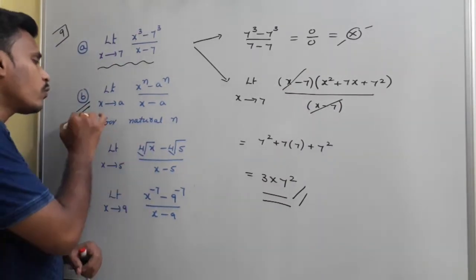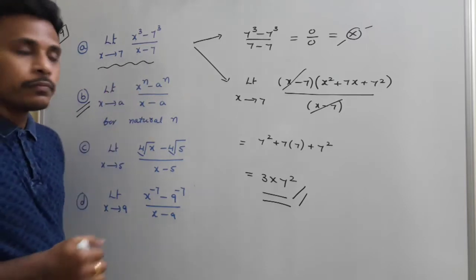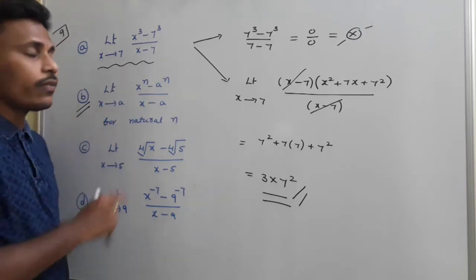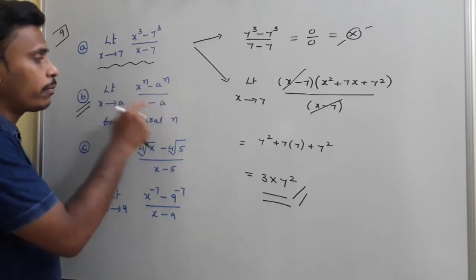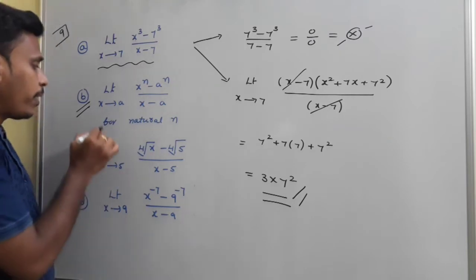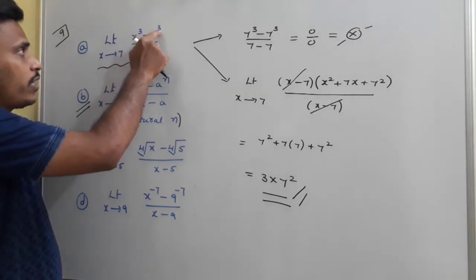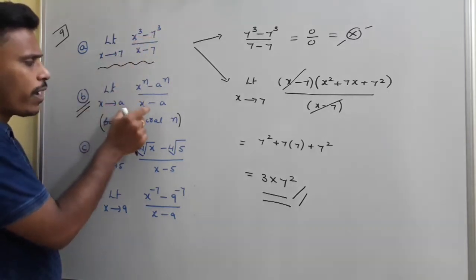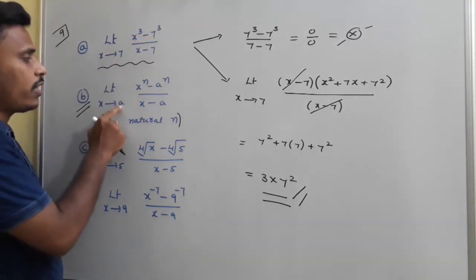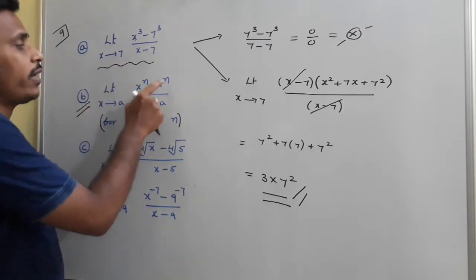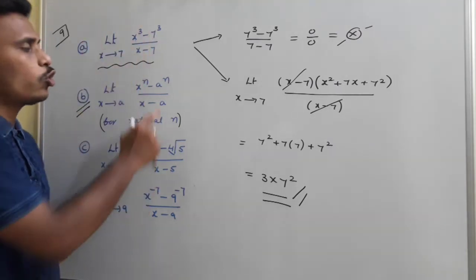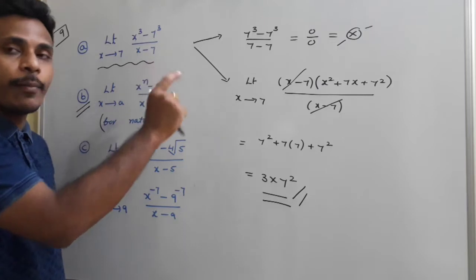So now, see what to say about the second problem. Limit x tends to a, (x power n minus a power n) by (x minus a). And I mentioned here that n is a natural number, just like this power 3 is. Just to compare the second bit with the first one: here a value is 7, and here n value is 3. So that n is natural.